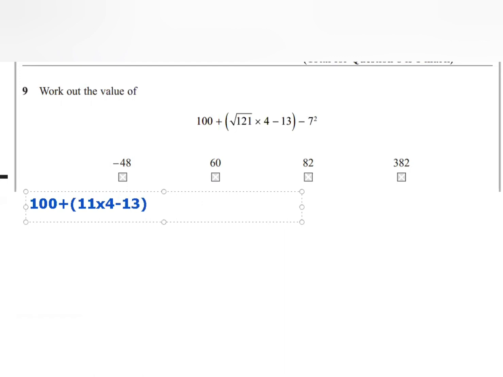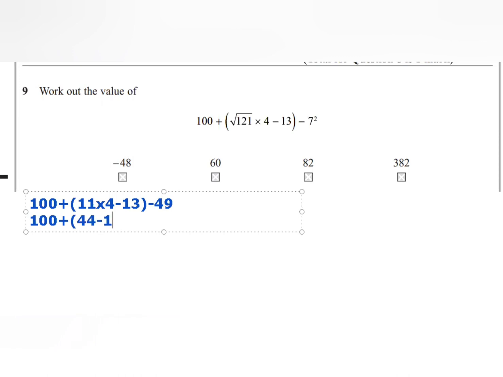And outside we have 7 squared, so we do 7 squared like this. It's going to be 49, and there's a minus before it, so minus 49. Next step, same idea. We finish what's inside the bracket. We write the 100 as it is, plus 11 times 4, which is 44, and all of this inside the bracket, okay?